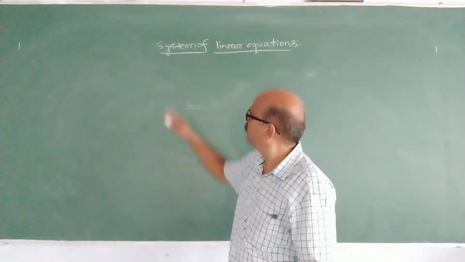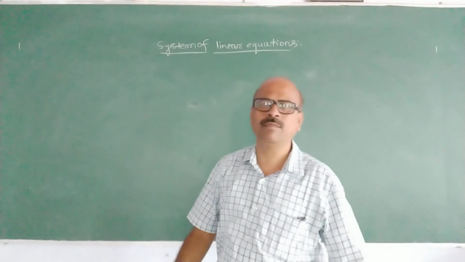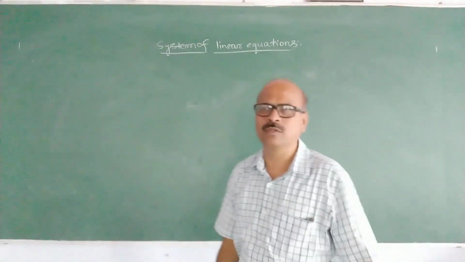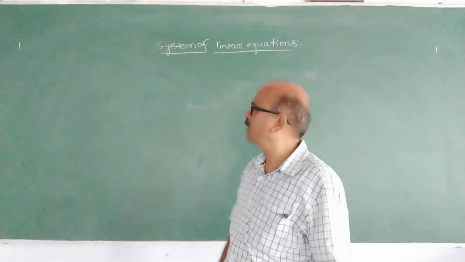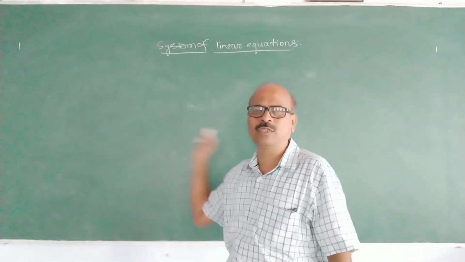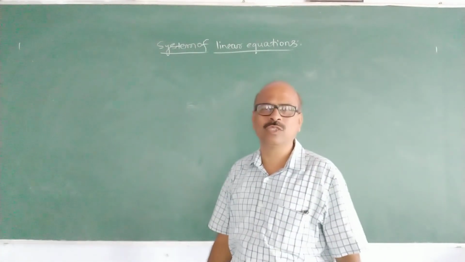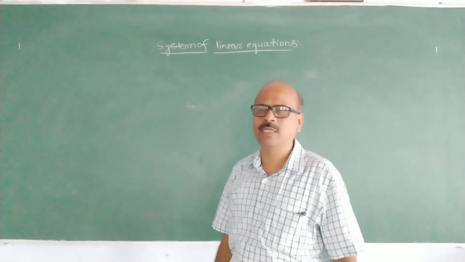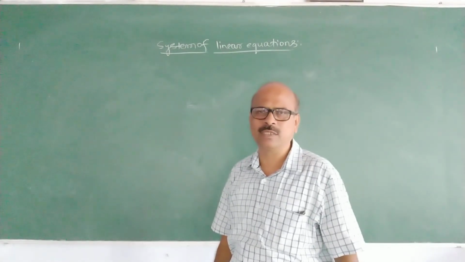inconsistent. We say that a system of equations is consistent if it has a solution. Solution means, suppose there are three variables x, y, z, there exist values of x, y, z which satisfy all the three equations. Then we say that the system is consistent. Otherwise, it is said to be inconsistent.